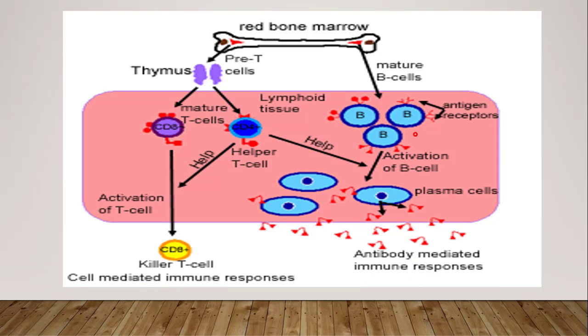So B cells will show the antibody mediated response, so it is AB, B cell antibody, and T cell it is TC, that is T cells, which is the cell mediated immune response.